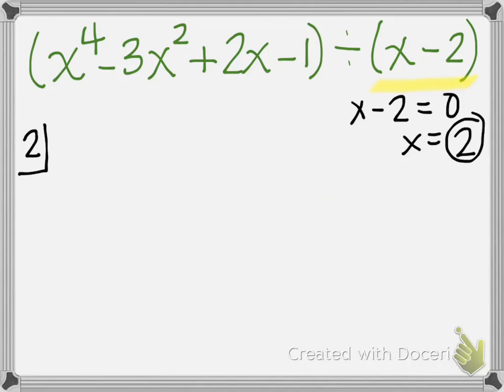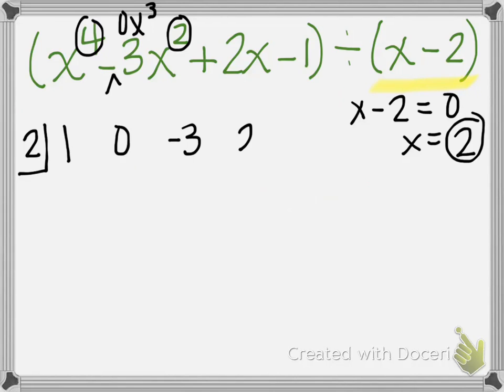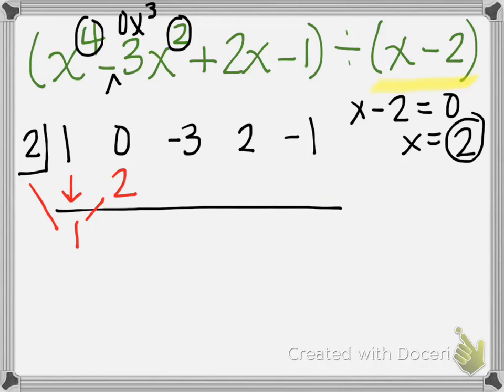So now I got to list all my coefficients. So notice I jump from a 4 to a 2, which means I have to account for a third power right there. So my coefficients are 1, 0, -3, 2, and -1. Now I do the exact same process I did before. 1 comes down. 2 times 1 is 2. Add straight up and down.